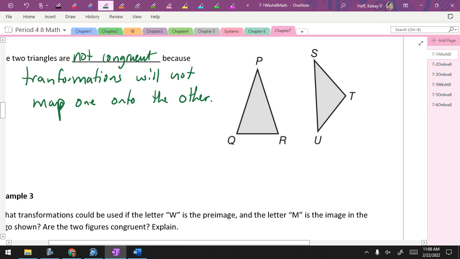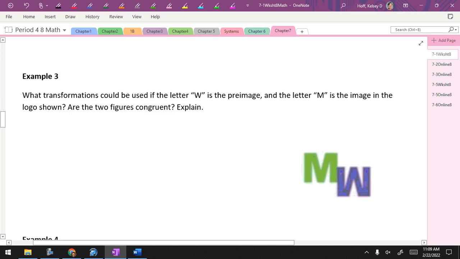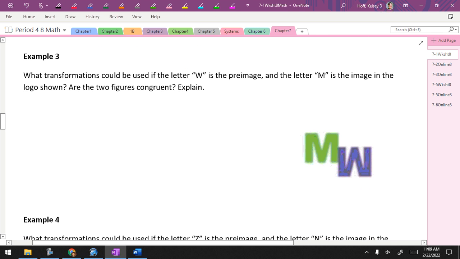So now they have us look at where this would come into real life. How could I ever use this idea of transformations in something in the real world? Well, a logo. What transformations could be used if the letter W is the pre-image? That's important. And M is the image of the logo shown. Are the two figures congruent? And explain. Remember, pre-image means it's your original.